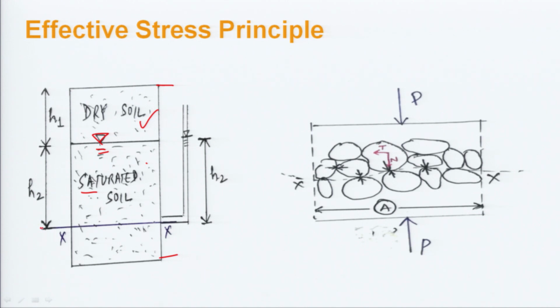At this section, if we consider, and if we take this section and zoom it, so if we get this XX, at this point there would be some soil solids. Now, these soil solids would have some area of contact like this. This is the area of contact.